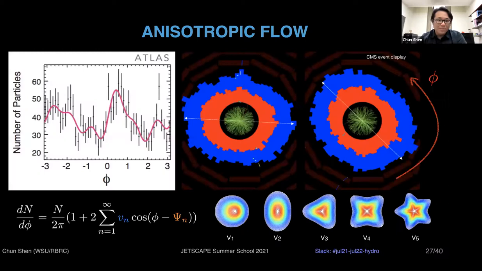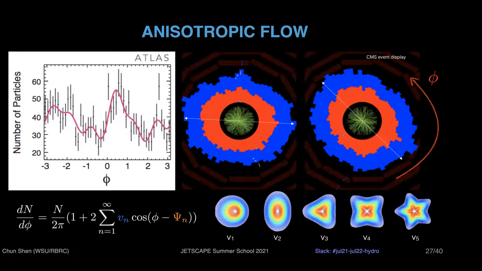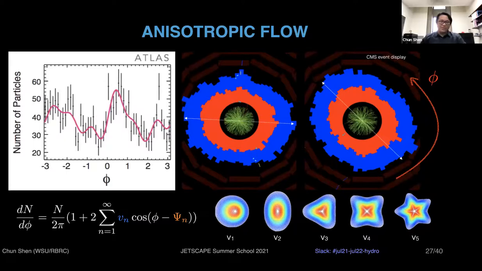Okay, so, let me move on. So the experimental observables we'll look at will basically be very few selective ones. One of the main important ones is called anisotropic flow coefficients. This is basically looking at the particles' momentum distributions in the transverse plane, where the collisions happen in the beam direction, which is going perpendicular through the screen here.